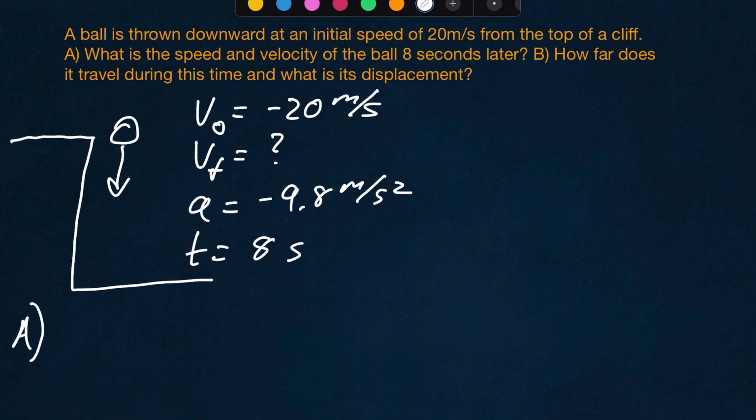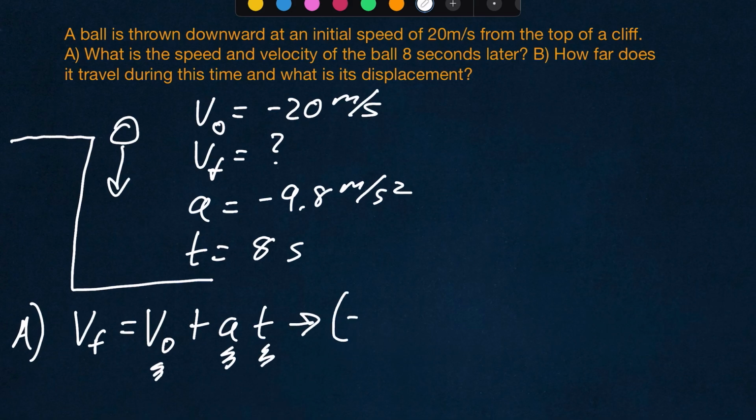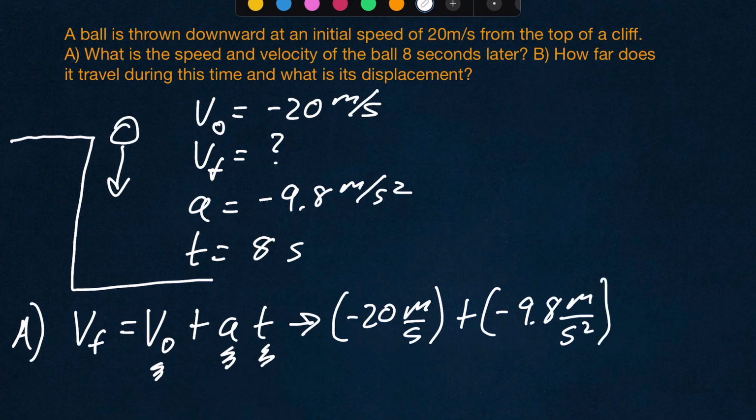So part A of this problem asks, what is the speed and velocity of the ball after 8 seconds? So we need to use our v final formula, which tells us that v final equals v initial plus acceleration times time. We know v initial, we know acceleration, and we know time, so we simply have to plug them in. V initial is negative 20 meters per second. Acceleration is negative 9.8 meters per second squared, and time is 8 seconds.